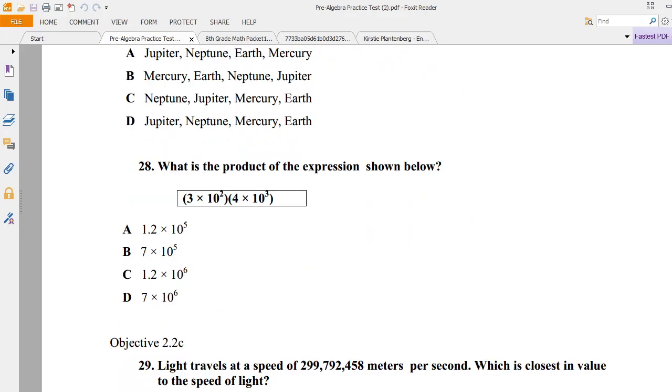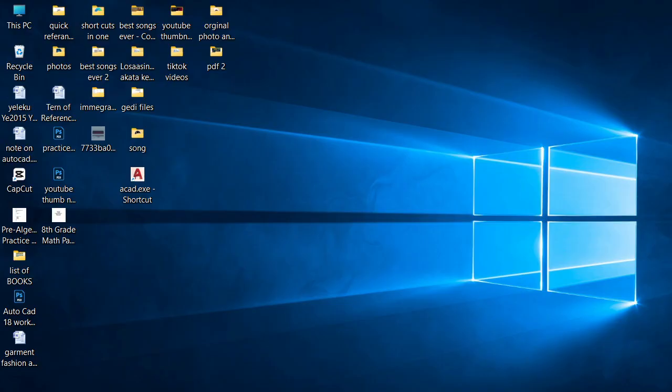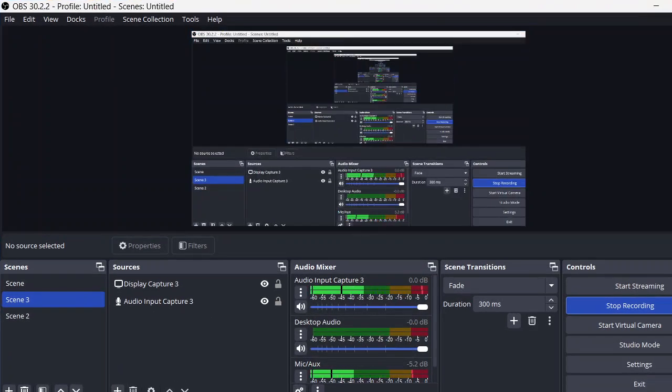So the next question is, what is the product of the expression shown below? The expression is, let's go ahead and solve this one too. Let me see if I have time. Okay, I don't have time, so I have to stop right here.